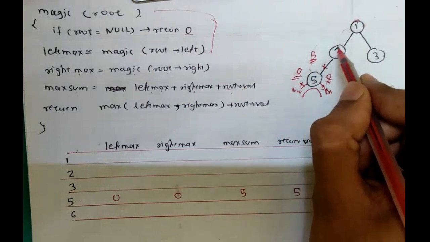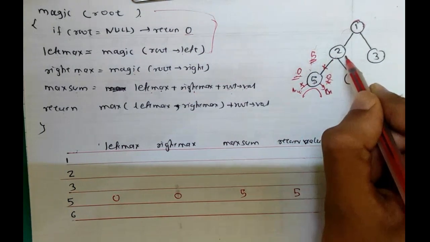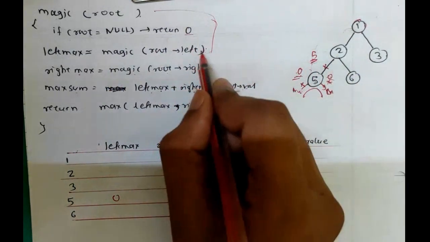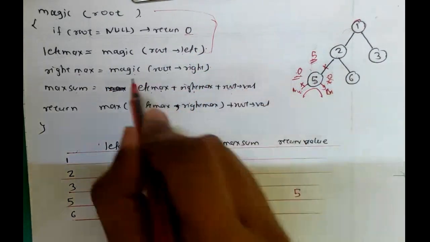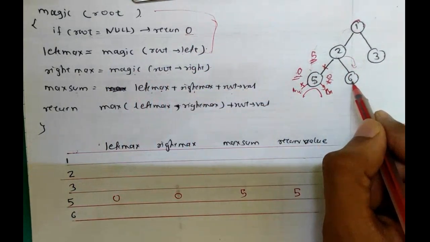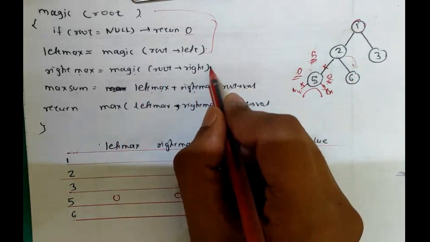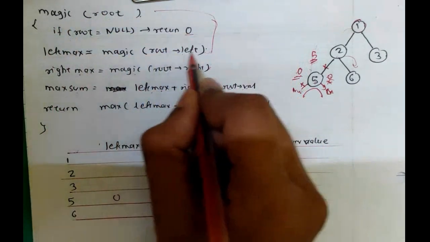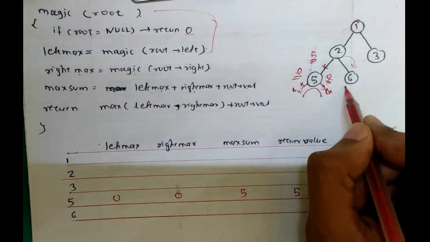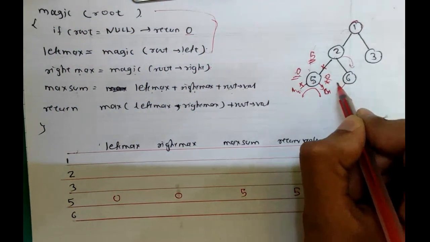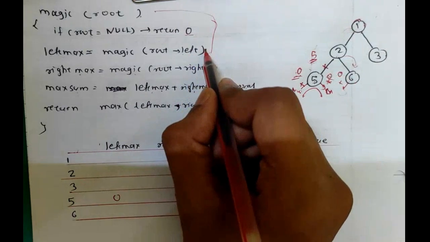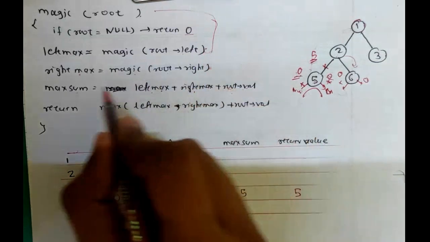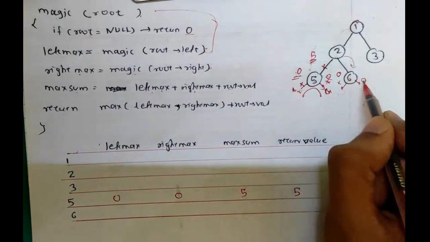So for this root the left max is already calculated, so this is exhausted. For 2, as left max is exhausted, it will go to the right max. Right max will be root ka right, so it will go up to here. Right max will call the magic of root ka right, again this will go and it will go to here left max. So 6 ka left max, because this is null, this will return 0. As this is exhausted, it will go to here, right max will be 0.